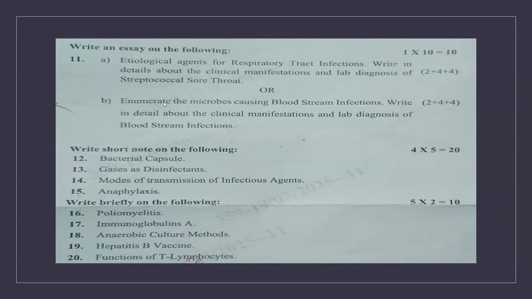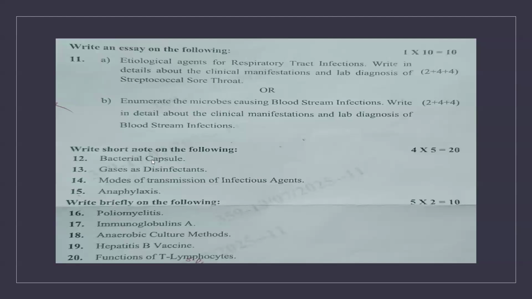And next question is enumerate the microbes causing bloodstream infections. Okay, you should write what is meant by bloodstream infection, and write about the clinical manifestations. So what are the symptoms we can see in the patients, and laboratory diagnosis. How we will diagnose the bloodstream infections, which means how we collect the blood sample and how we'll go for the culture, and what are the manual methods and what are the automated methods we should write.